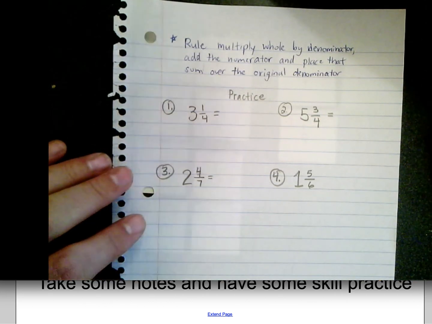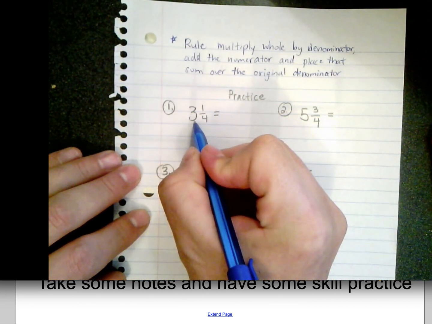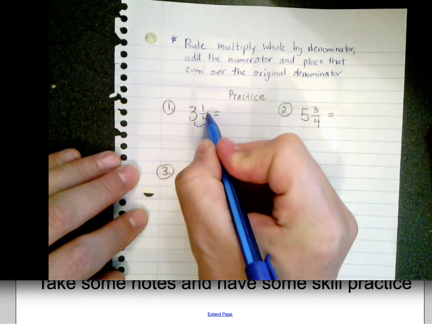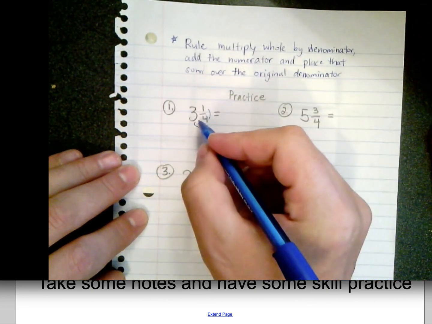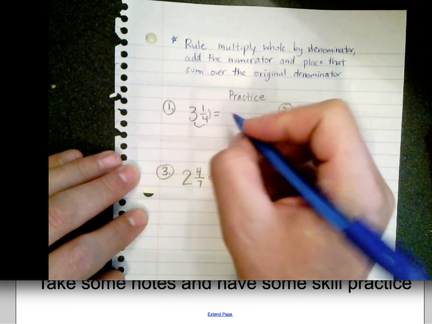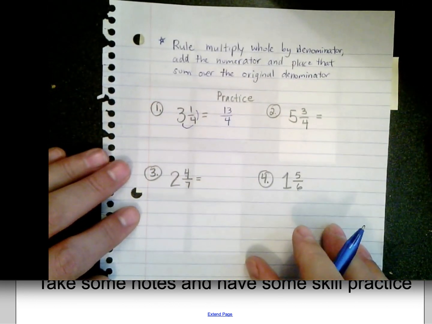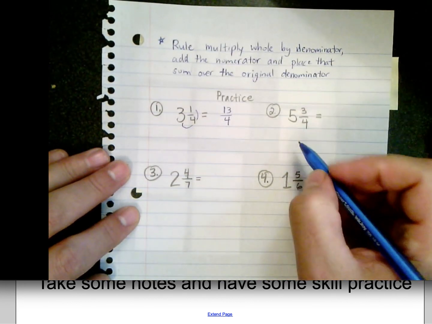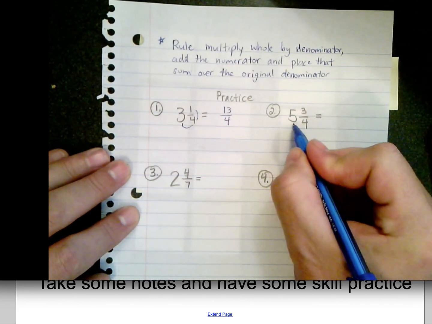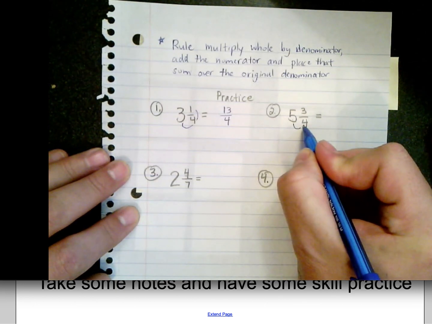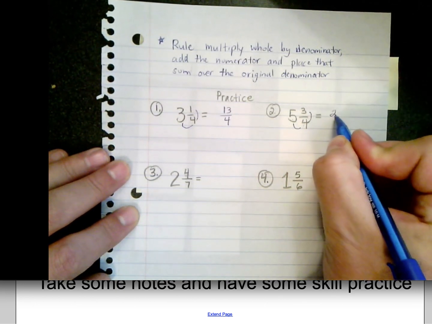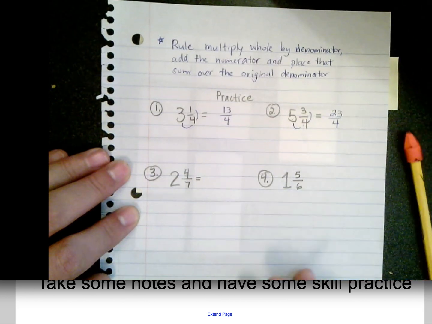Okay, let's check your work. We're going to multiply 3 times 4 plus 1. 3 times 4 is 12, plus 1 is 13, and the denominator stays the same. Over here we have 5 3/4. We're going to multiply. 5 times 4 is 20, plus the 3. That's 23/4.